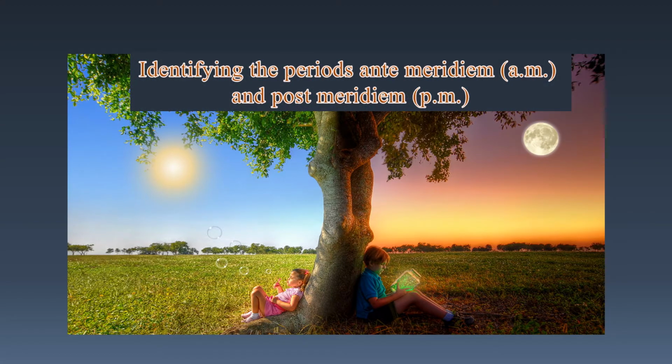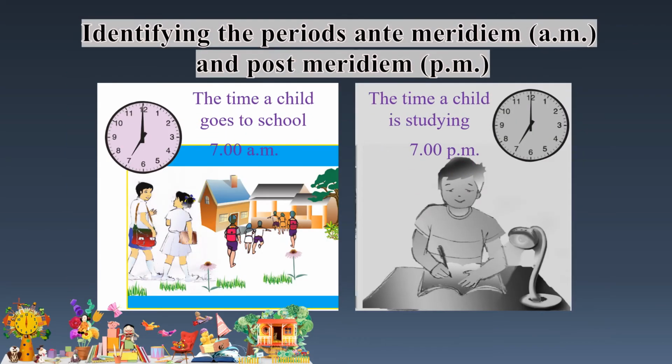Next, we are going to consider antemeridiem and postmeridiem. We usually mention antemeridiem as AM and postmeridiem as PM. Now have a look at these two figures. In the first figure, some students are going to school. So we can say the time a child goes to school is 7 AM. So 7 o'clock is mentioned in that clock.